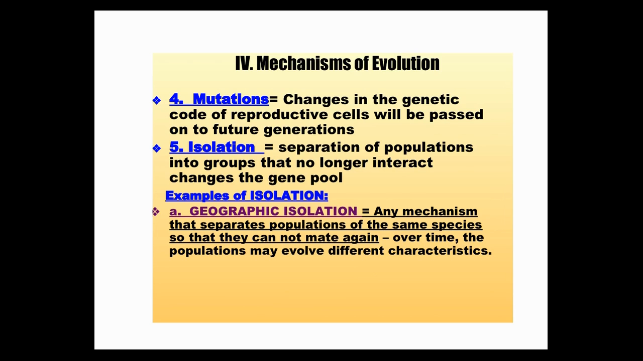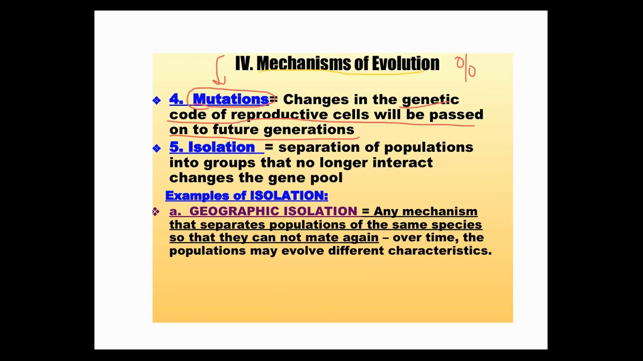All right, some more mechanisms of evolution that can affect or change the frequency or percentage of alleles in populations. Well, one of them, it's the main source of any changes in DNA, mutations. Changes in the genetic code of reproductive cells will be passed on to future generations. So random mutations, that's when DNA is making a copy of itself. It makes a mistake, which leads to different genes and different alleles.